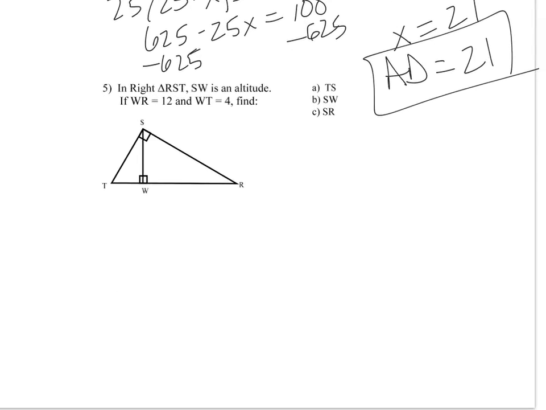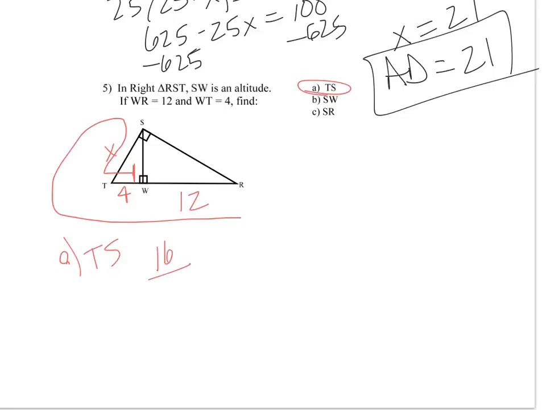It says, in right triangle RST, SW is an altitude, so please make sure you draw that appropriately. It says if WR is equal to 12 and WT is equal to 4, it wants you to find first TS. We'll do that first. So think about that for a second. We're going to put an x here, and we're going to use hypotenuse, leg, projection. So the hypotenuse is in fact 16 over x equals x over 4. I wind up with x squared equals 64, and x is equal to 8.